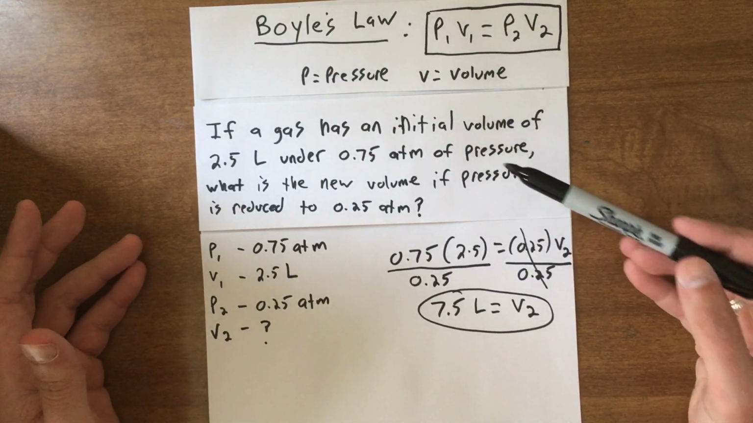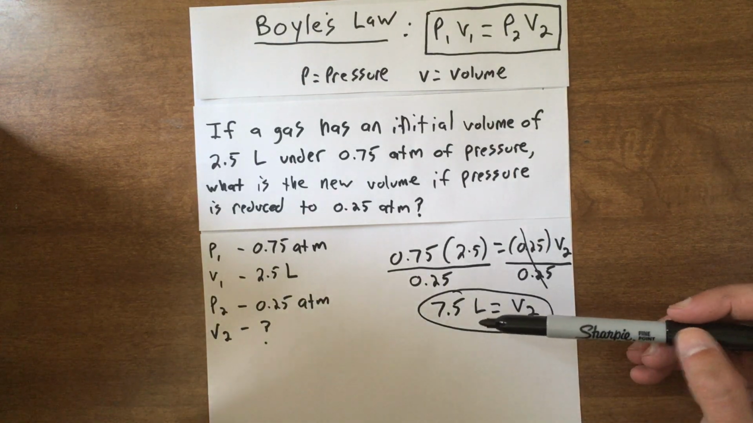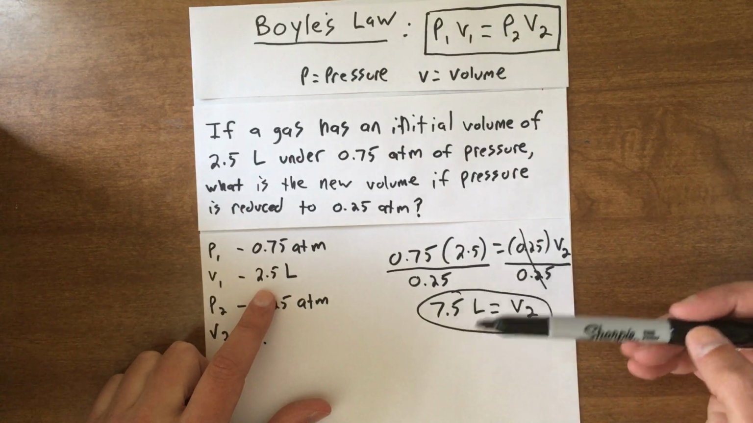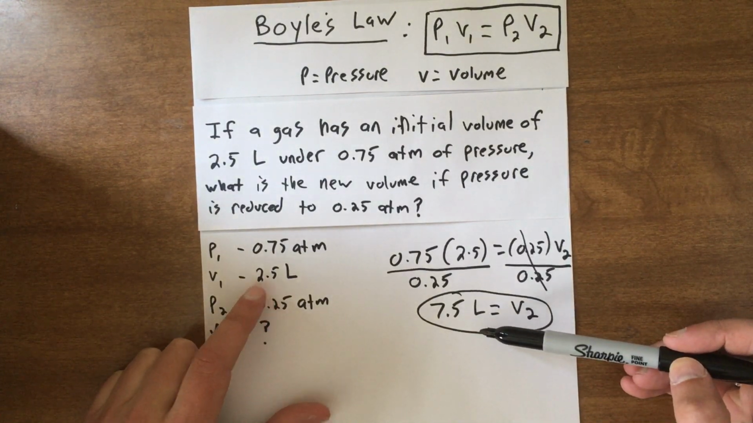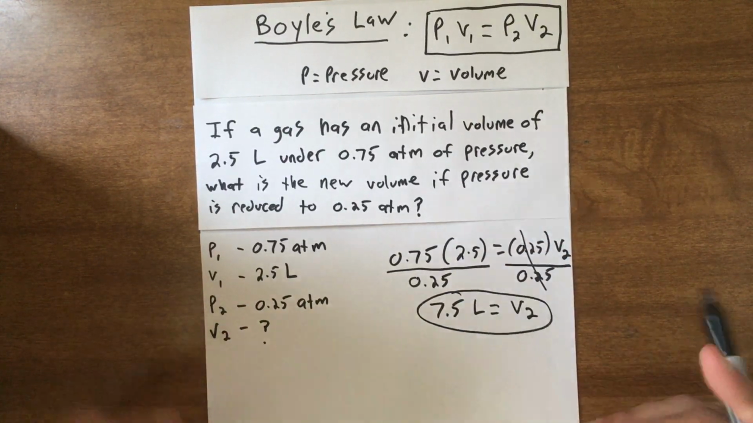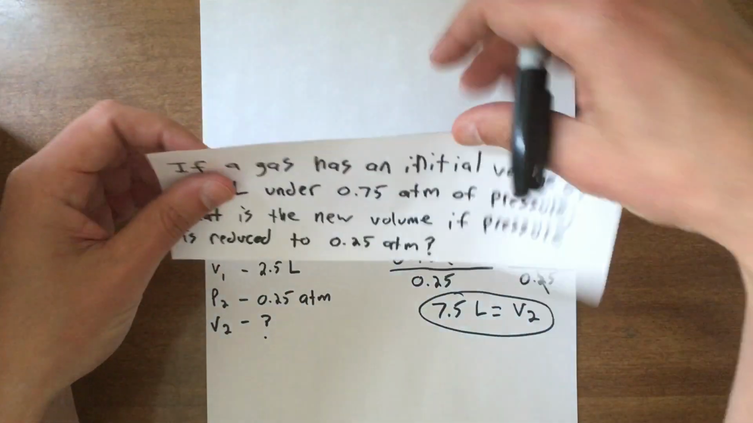It's not 100%. It's not always going to tell you if you got the number exactly right. But we would know that it was wrong for sure if my volume was less than 2.5. Like if I solved this and I got 0.5 as my volume, that doesn't make sense, right? Because the pressure went down, so the volume should go up. Okay, so that's Boyle's law. Let's try Charles'.